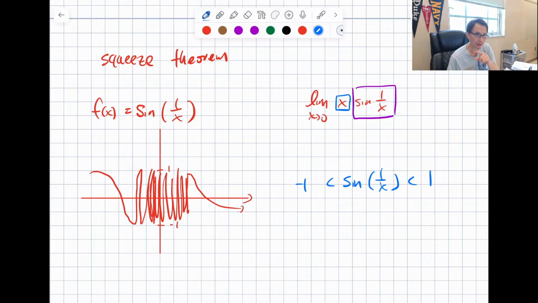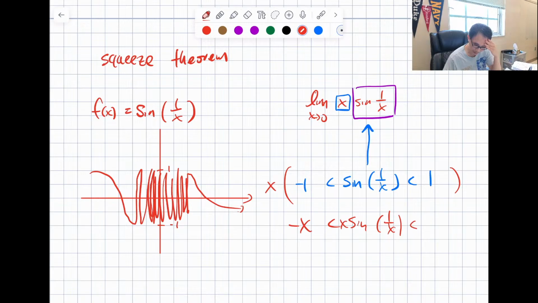I'm really close to the other function, the limit as x approaches 0 of x sine of 1 over x. So what if I can make this look like this? How would I do that? Multiply the whole inequality by x. So it'd be negative x less than x sine of 1 over x and less than x.